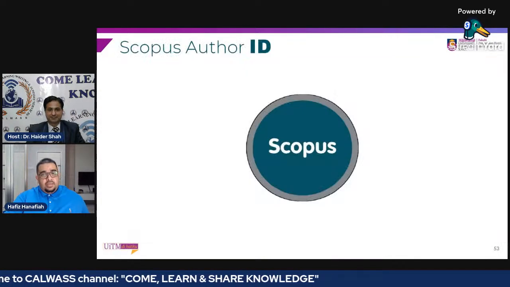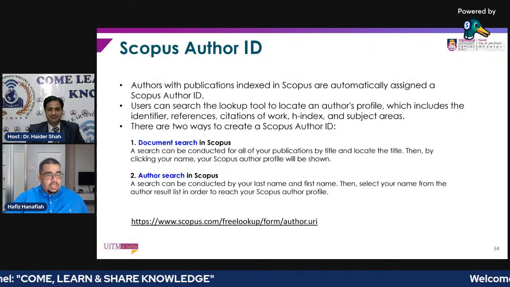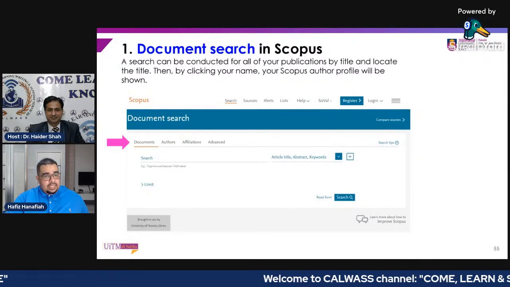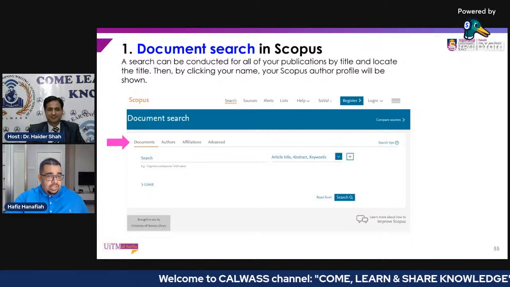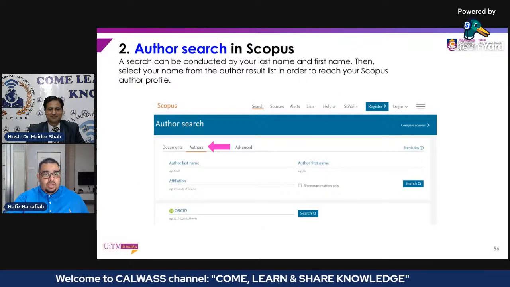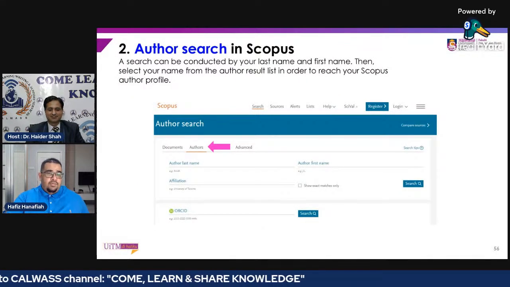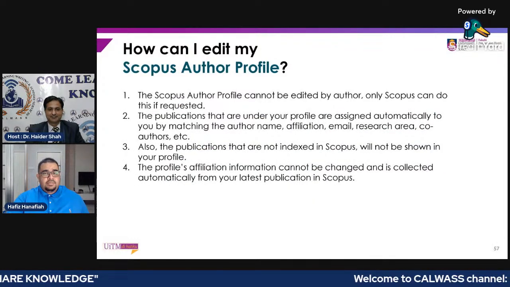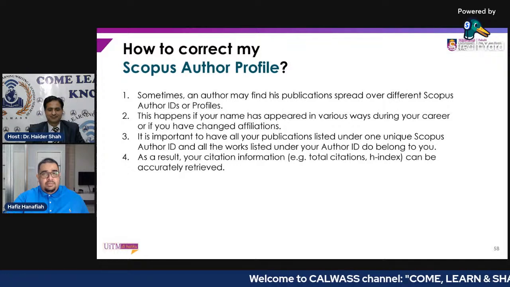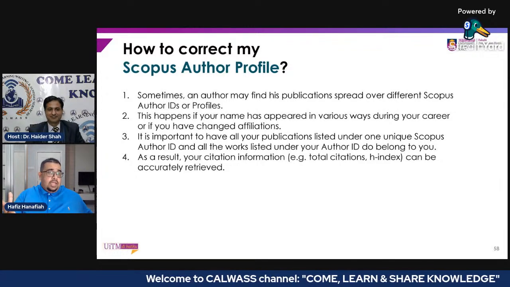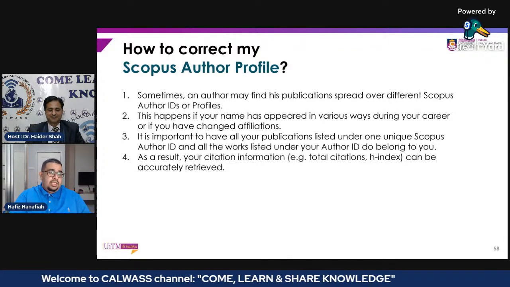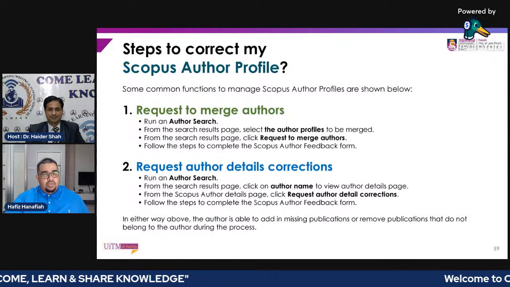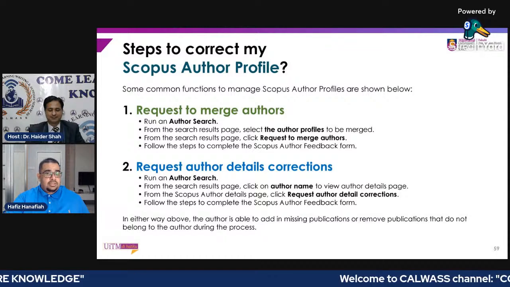Okay, Scopus author ID, again, this will be automatically developed for you. But when they create that account for you, you can manage it. You can have a look at how to search. This is how you search for an author profile, and how you can edit your author profile. Sometimes you can have two different author IDs, in which case you are allowed to merge them. That's the beauty of Scopus, and you can request to merge or request author detail corrections.